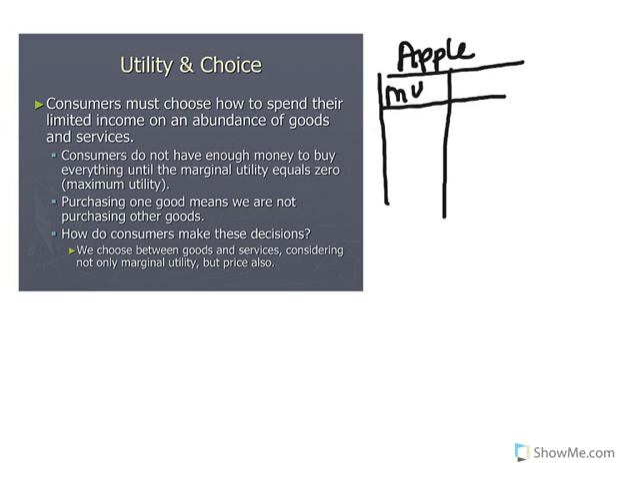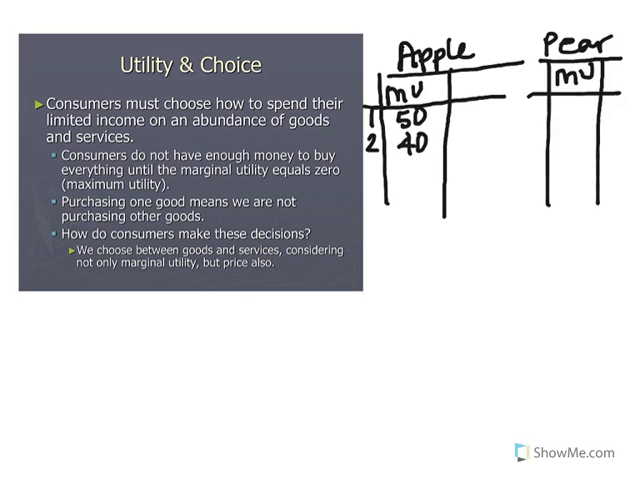So in other words, let's say for example, when I consume one apple, I get 50 utils. When I consume 2 apples, I get 40 utils, so on and so forth. And then I can do the same exact thing for, let's say, a pear. So I can look and see what my marginal utility would be for each individual pear that I would consume. So again, this first column of data is simply going to be the quantity. Let's say that first pear gives me 40 utils, and the second pear, let's say, only gives me 15 utils.